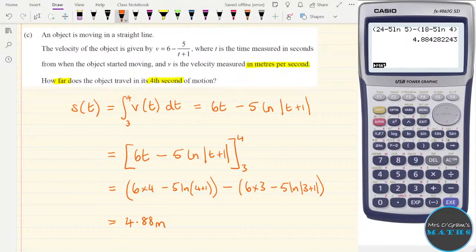Now, in terms of where the marks were assigned for that one, we have an achieve point for doing the integration correctly. So if you can get to this point here, then that is where your achieved is sitting. And then getting to the end obviously gets you your merit.